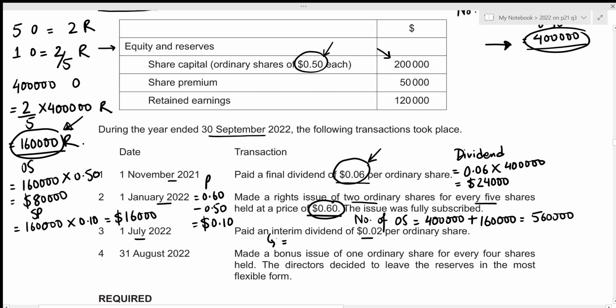Now let's figure out the value of our interim dividend. That is just going to be the dividend rate per ordinary share, which is 0.02, times the total number of ordinary shares, which in this case is 560,000.